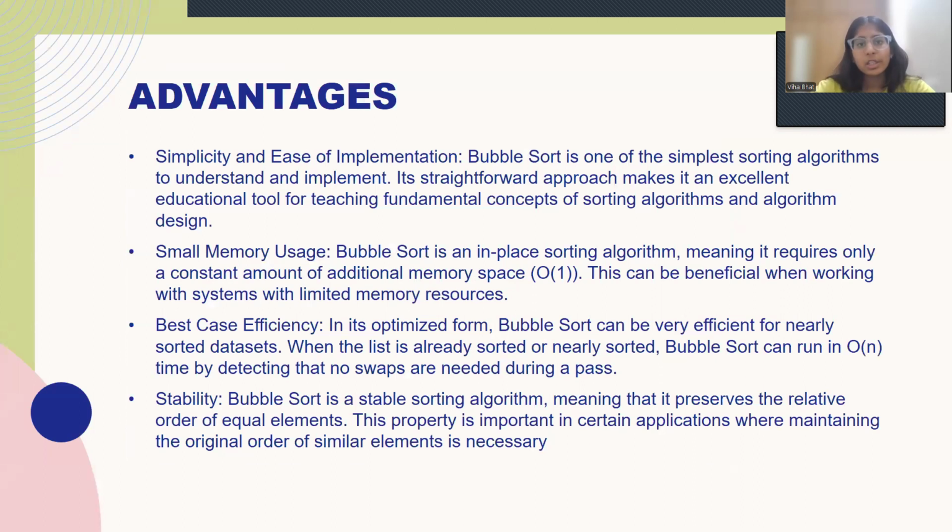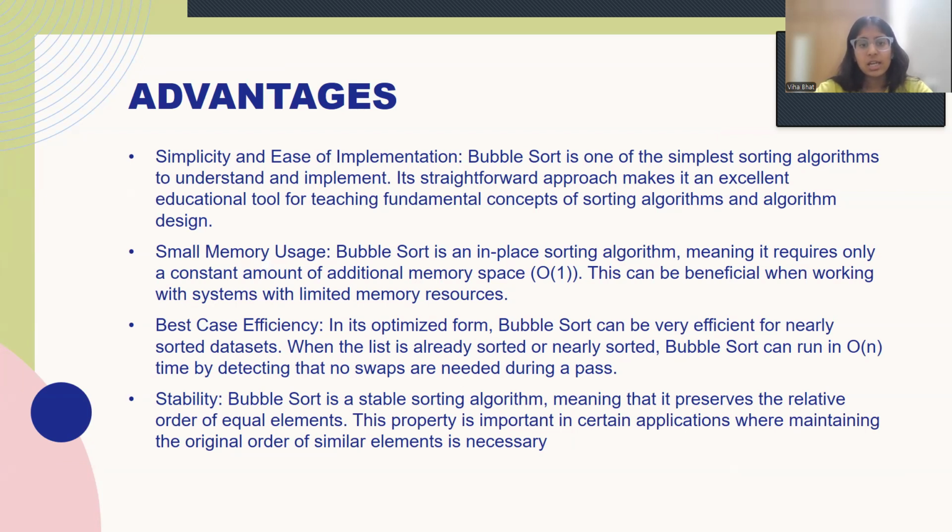So what are the advantages of bubble sort? Simplicity and ease of implementation. Bubble sort is one of the simplest sorting algorithms to understand and implement. Its straightforward approach makes it an excellent educational tool for teaching fundamental concepts of sorting algorithms and algorithm design. Small memory usage. Bubble sort is an in-place sorting algorithm, meaning it requires only a constant amount of additional memory space, O(1). This can be beneficial when working with systems with limited memory resources.